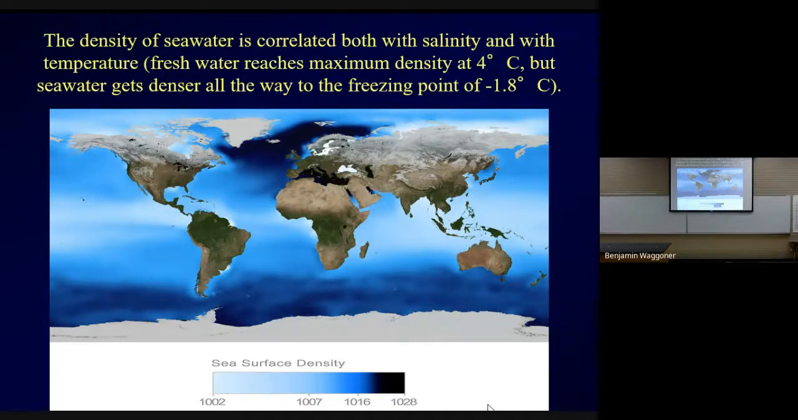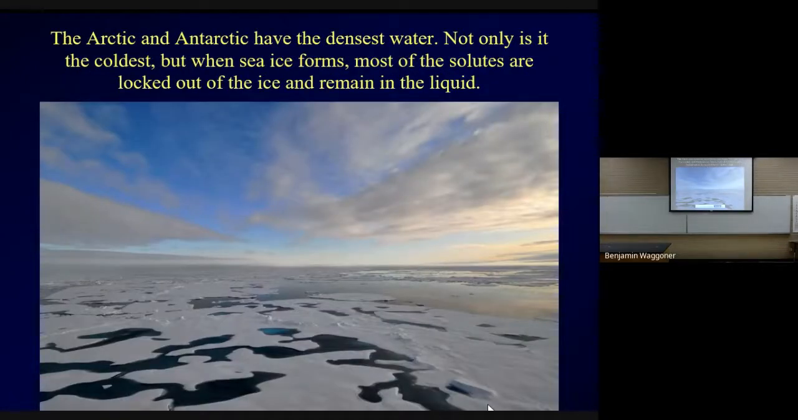So you might notice that seawater freezes at a lower temperature. This is why you spread rock salt on icy roads. The presence of that salt lowers the melting point, lowers the freezing point. Same thing. This sets up a global pattern. The densest water is what you find in the Arctic and the Antarctic. First of all, because it's the coldest. And second of all, here you've got some sea ice in the process of forming.